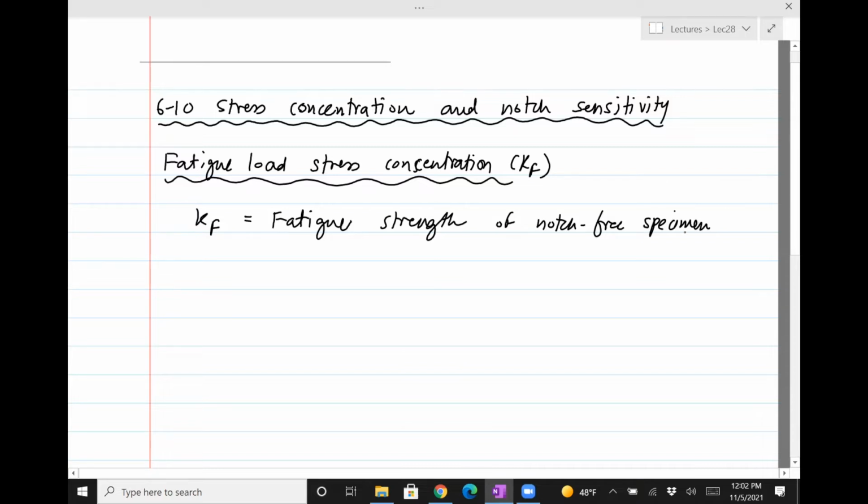I might have reversed the expression. Let me just quickly check this. I think I might have reversed the expression. It's notch free, yeah. Or to the fatigue strength of notched.